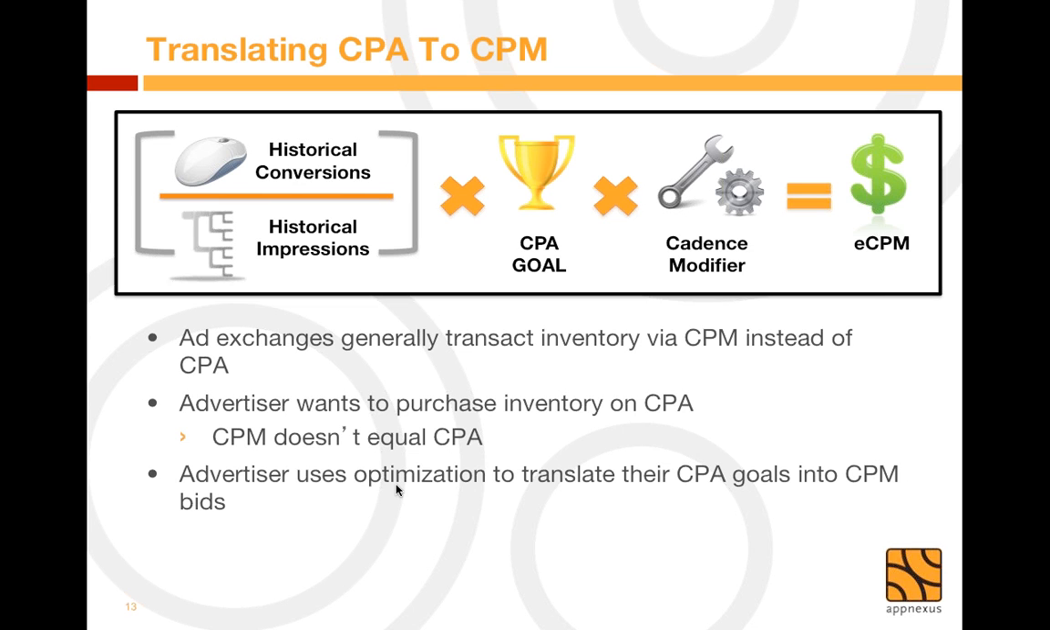We do this because ad exchanges transact inventory on a CPM basis rather than a CPA basis, because a publisher wants to be paid on a CPM, and so using this type of method, we can have a buyer evaluate what a piece of inventory is going to be worth to them, and then use that information to inform what price they offer in a real-time auction environment when they submit their bid for this inventory.